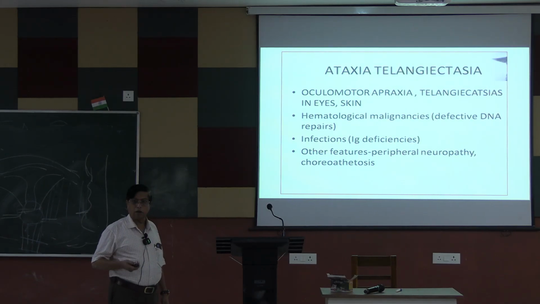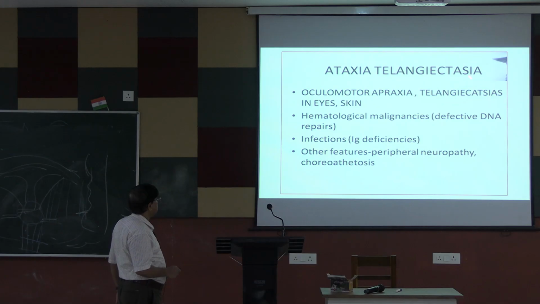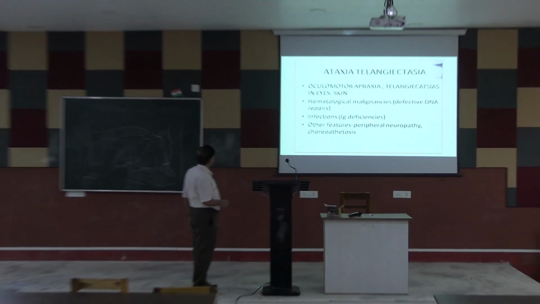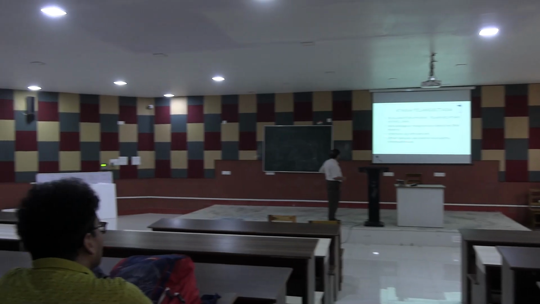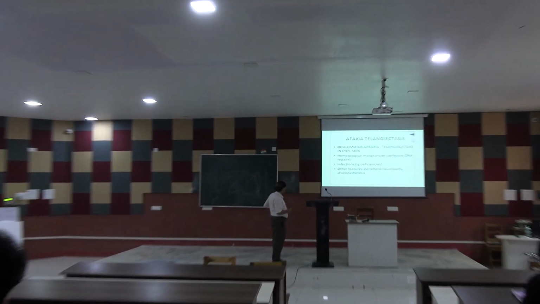Ataxia telangiectasia is another ataxia. You should remember it is an autosomal recessive disorder with oculomotor apraxia. The important finding is telangiectasia, a vascular reticular formation in the eye. That is called telangiectasia; you get this telangiectasia in the eyes. Hematological malignancies are there, as well as infections and IgG deficiencies. Other features are peripheral neuropathy and choreoathetosis.